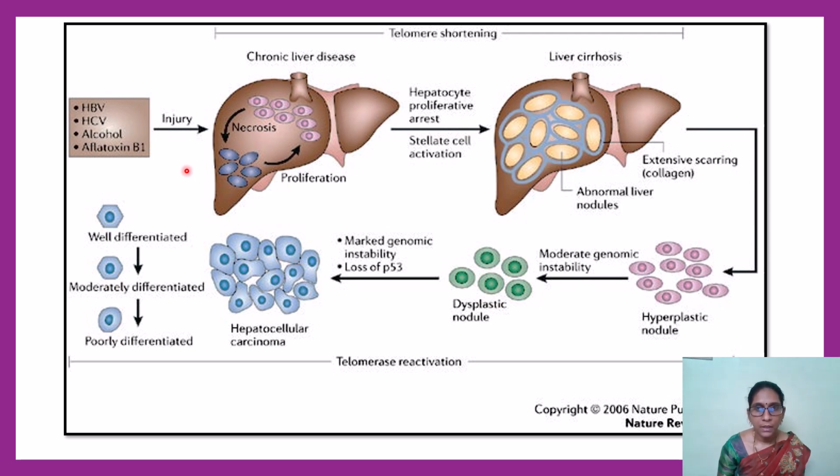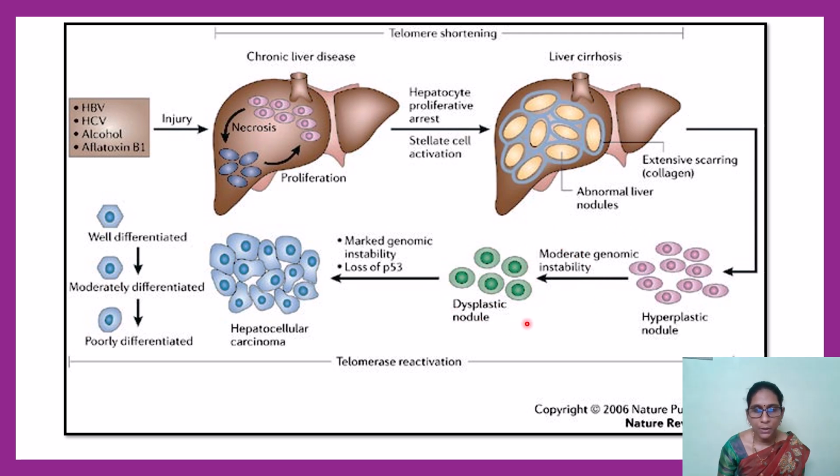So the hepatocellular carcinoma associated with the hepatitis B virus or C virus, or it could be associated with alcoholism or aflatoxin B1. It causes an injury to the liver. So there will be necrosis, and to compensate that there will be proliferation with the help of stellate cell activation, and as a result, abnormal liver nodules are formed with excessive collagen deposition, which is called cirrhosis.